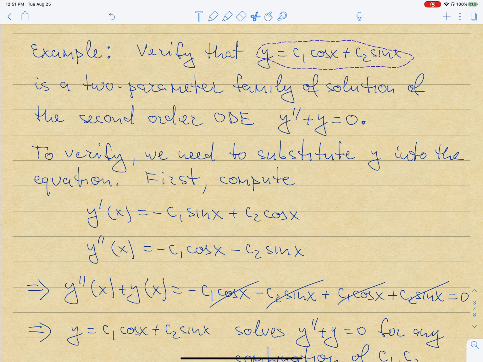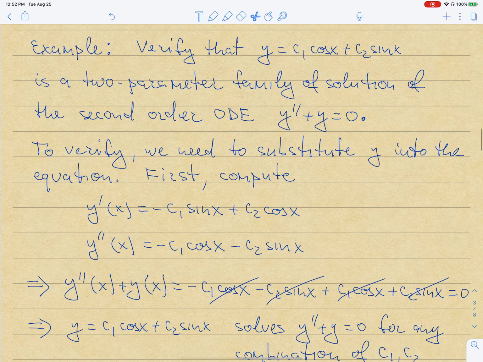So the only thing that I need to verify is that this two-parameter family of functions actually always gives me a solution of the ODE for any value of C1 and C2. So I need to verify that this y will solve this ODE regardless of what C1 and C2 are. Now, how do you solve an equation? You simply have to substitute a solution into the equation, and the equation will become an identity. But before I substitute y into the ODE, I need to figure out y double prime, right?